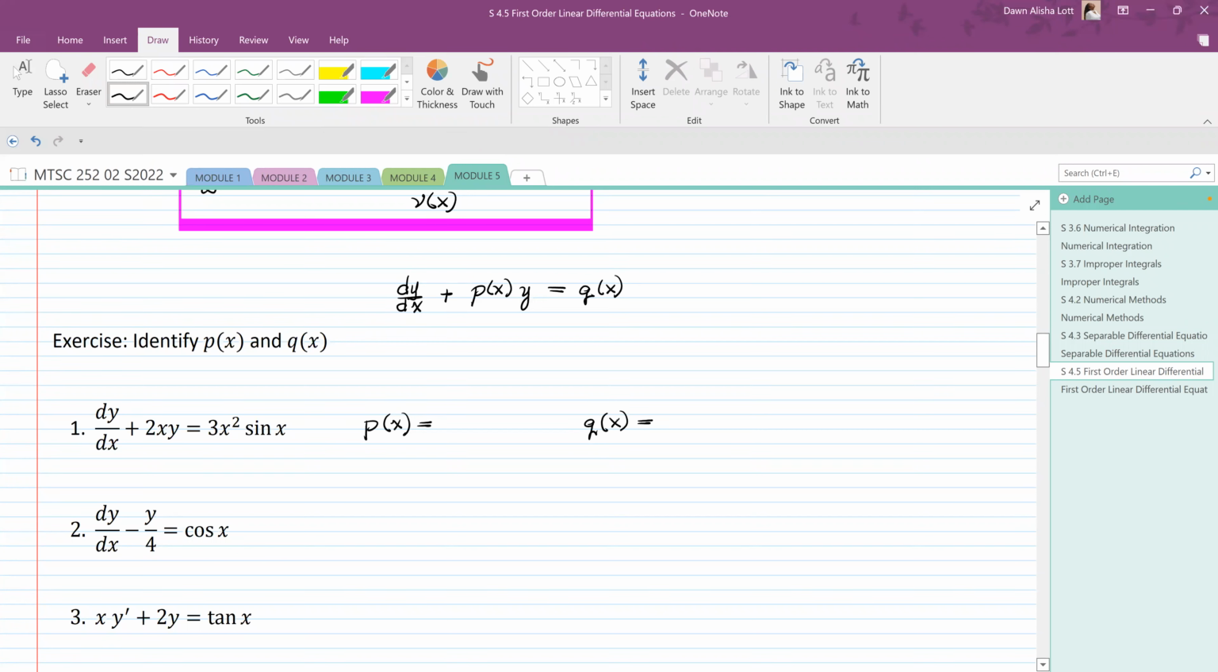2xy. Okay. Who is that? It's Johnny. Okay. We're only going to keep the 2x, not the y. So this is 2x. And what's Q of X? 3x squared sin x squared. Yep, it's the whole thing. So it's 3x squared sine of x. Okay, any questions?